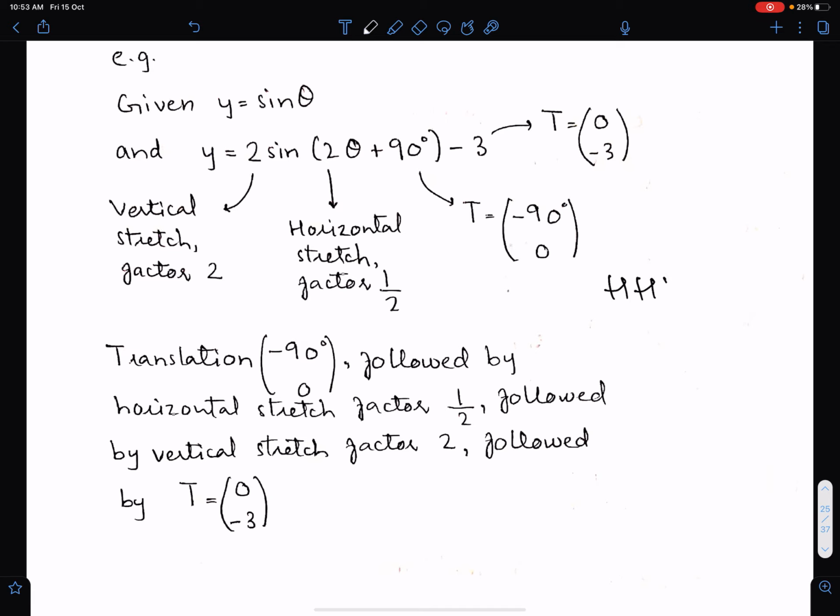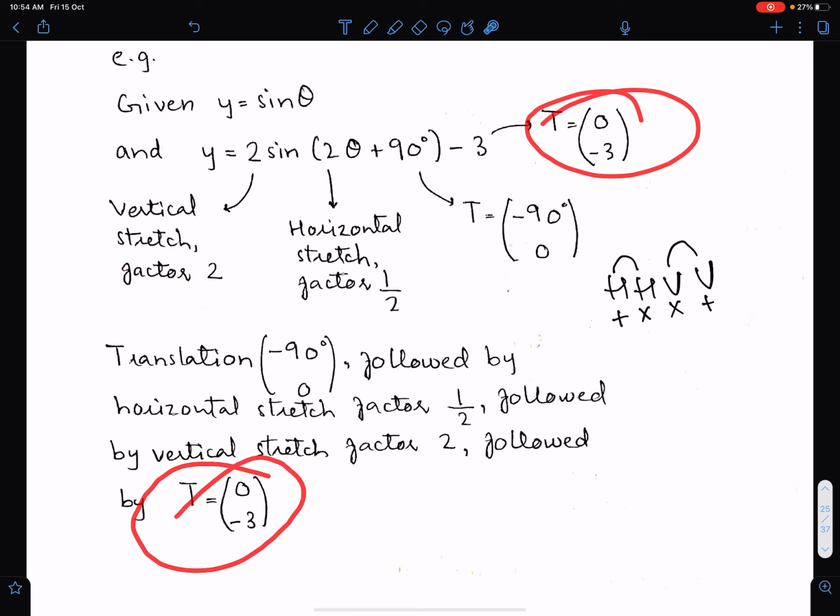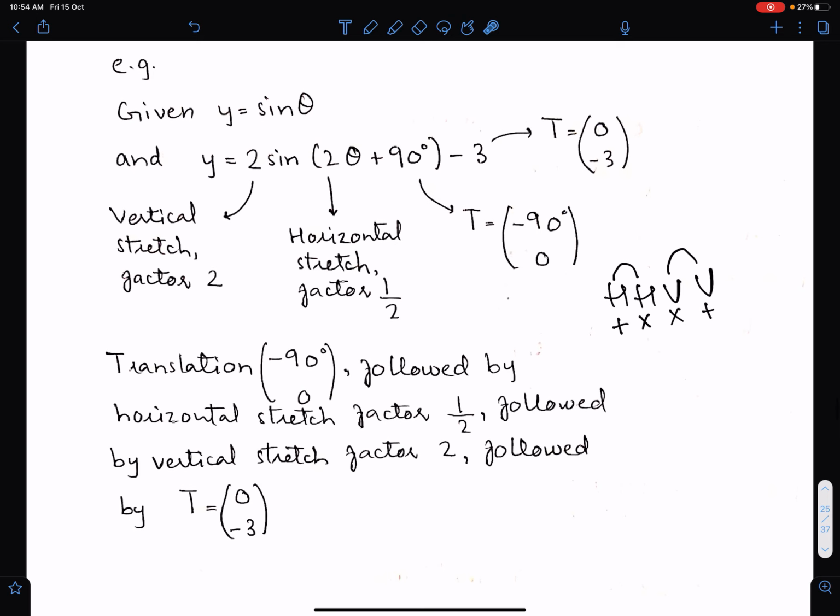Horizontal, horizontal, vertical, vertical. In horizontal we first go for addition and then multiplication. In vertical we first do multiplication and then addition. So first describe this: translation vector minus 9, 0 followed by horizontal stretch factor half followed by vertical stretch factor 2 followed by translation 0, minus 3. So this is very simple.